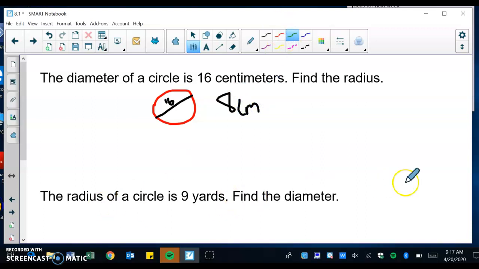The radius of a circle is 9 yards. Find the diameter. If I draw a circle, it's only giving me my radius, so only to my center, that's 9 yards. So if I want the whole thing, it's another 9 added to the other side. So 9 times 2 is 18. So that'd be 18 yards.